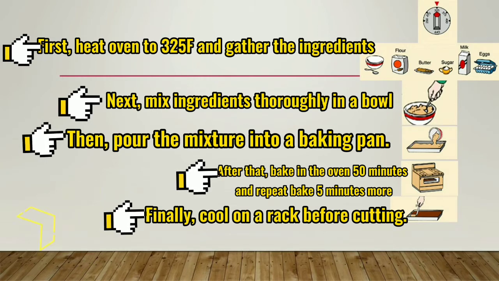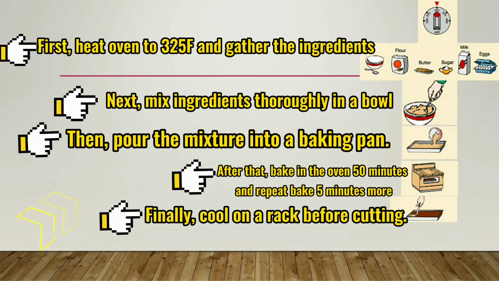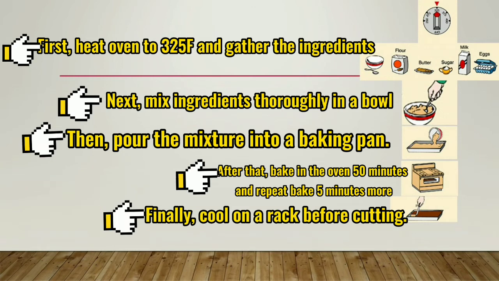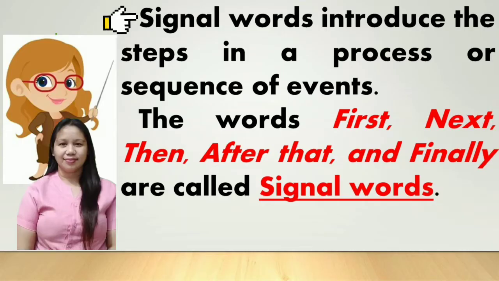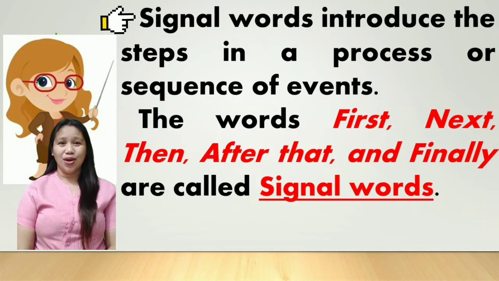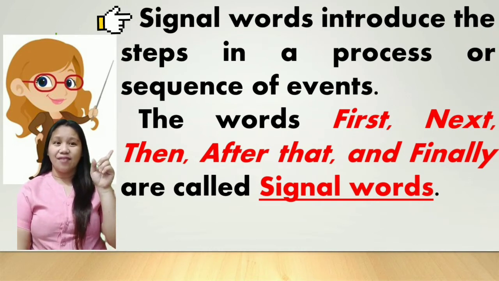What do you notice about the words in our steps? We have first, next, then, after that, and finally. And also we have a comma. Those words are what we call signal words. What are signal words? Signal words introduce the steps in a process or sequence of events. The words first, next, then, after that, and finally are called signal words.